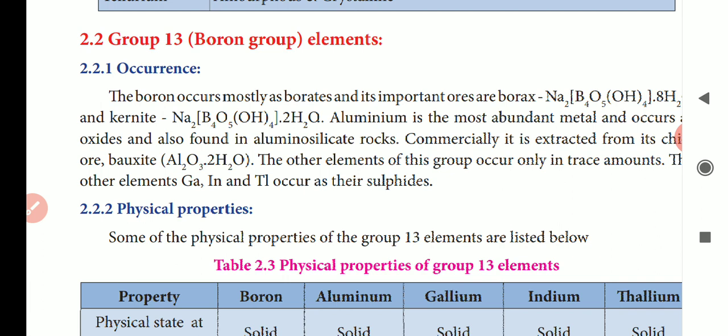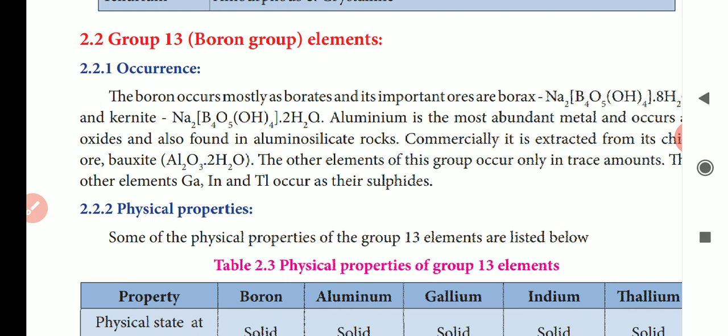There is one more question asked from this area: which among the following elements is present in the boron family, or which among the following elements is not present in the boron family. They would ask a one-mark question. Among 4 elements, one element would be from the boron family and the remaining 3 would not be, or the other way around, with only one element not from the boron family. Such questions may be asked.